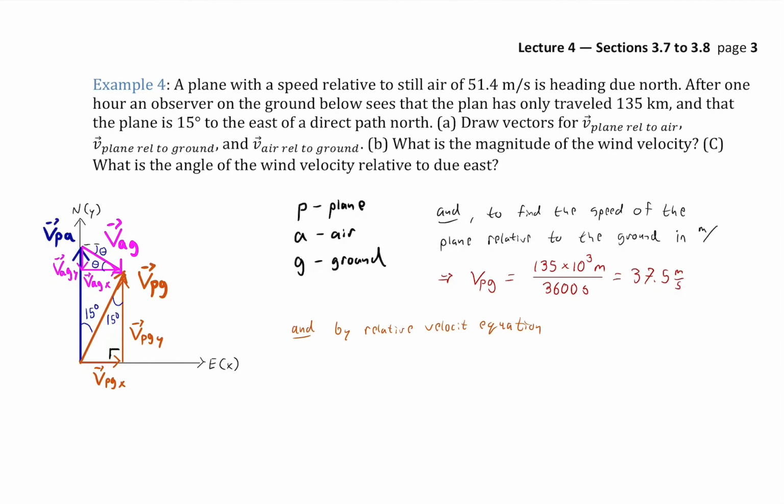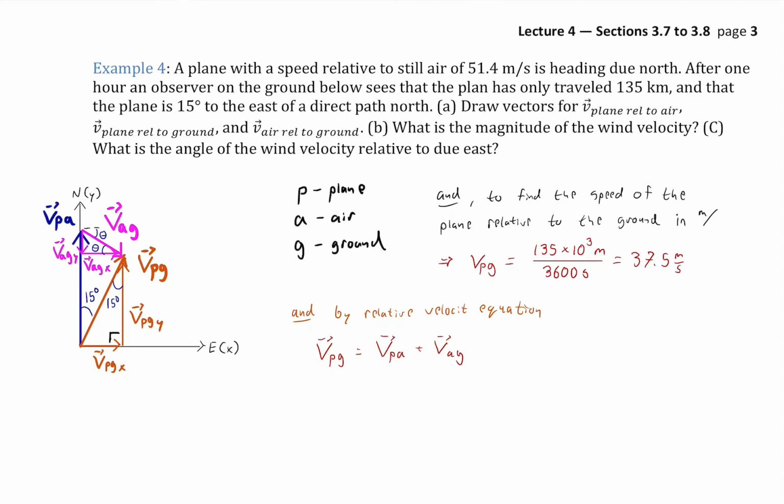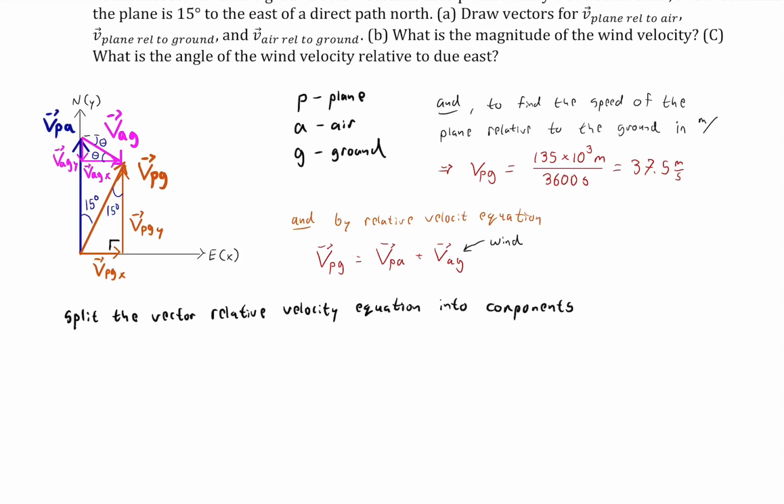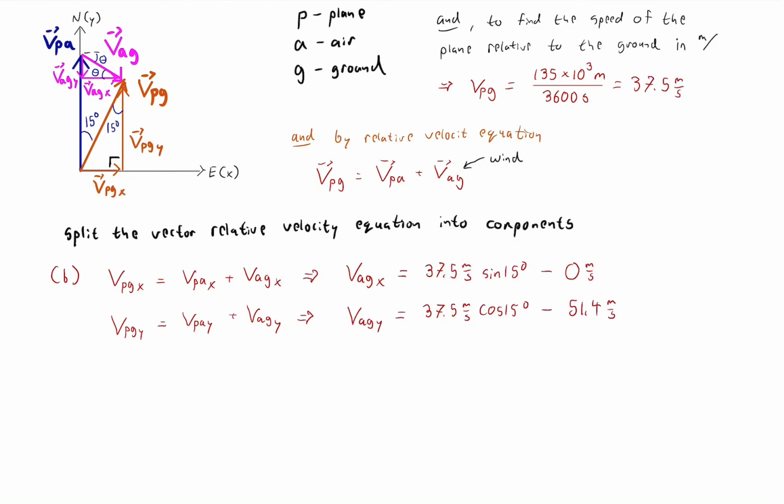And by the relative velocity equation, we just write it out as a vector equation initially with all the subscripts we discussed, that match up with the picture. Then we split it into components. By the way, I'm just clearly showing that air relative to the ground is just another word for wind. And so we split the vector relative velocity equation into components, because that's the only way we can solve it. Just like in the previous example, that's what I do. Then I solve for my two unknowns, one per equation: the x component of the wind and the y component of the wind.